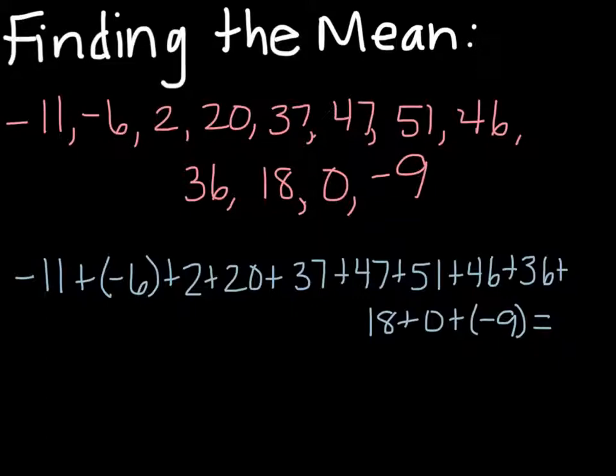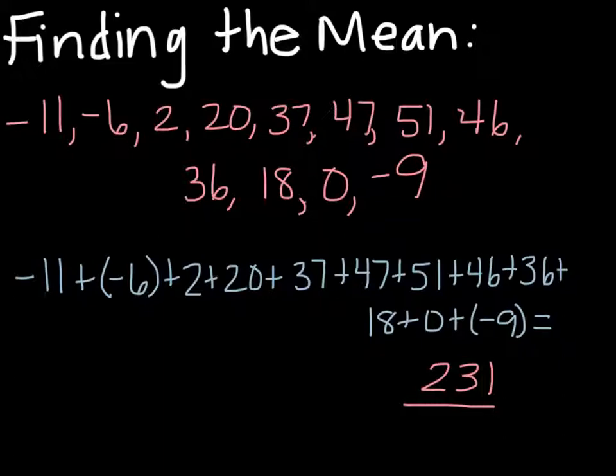We'll start with -11 plus -6, giving us -17, plus 2, giving us -15, plus 20, giving us 5, plus 37, giving us 42, plus 47, taking us to 89, plus 51, taking us to 140, plus 46, which takes us to 186, plus 36, taking us to 222, plus 18, which takes us to 240, plus 0, which remains 240, plus -9, giving us a final answer of 231.